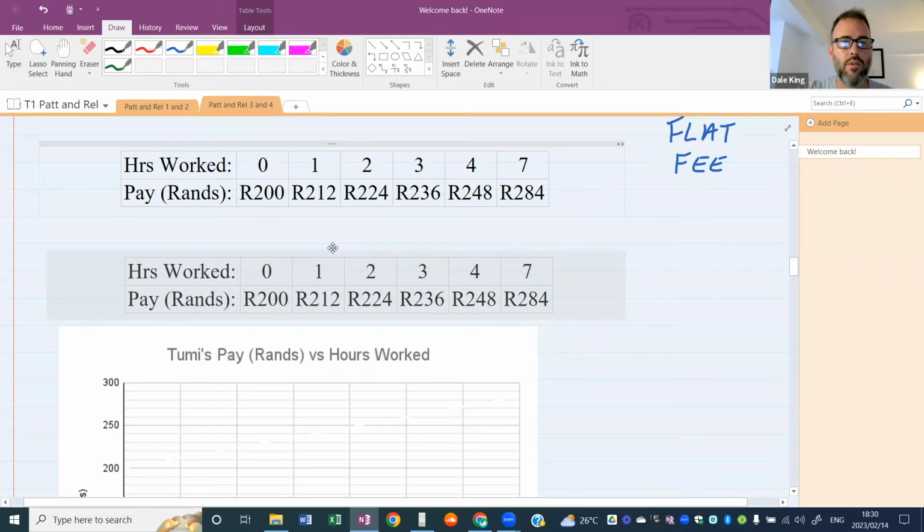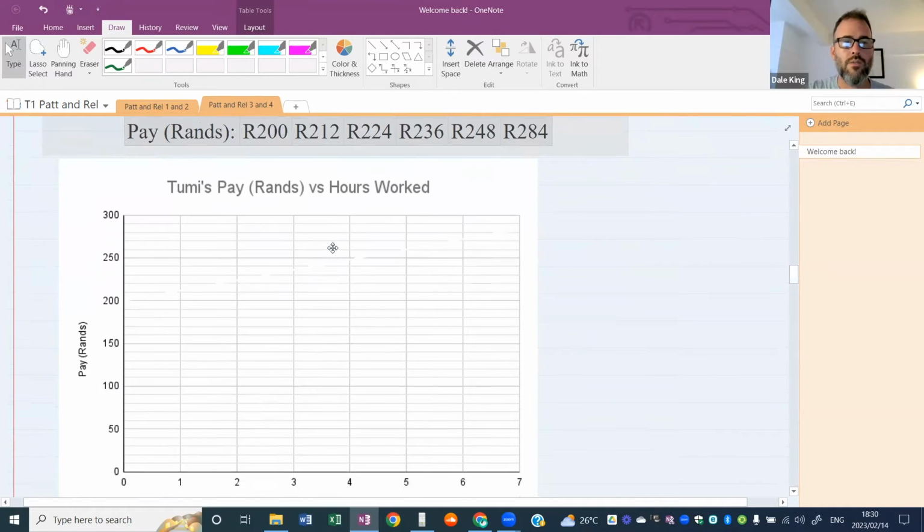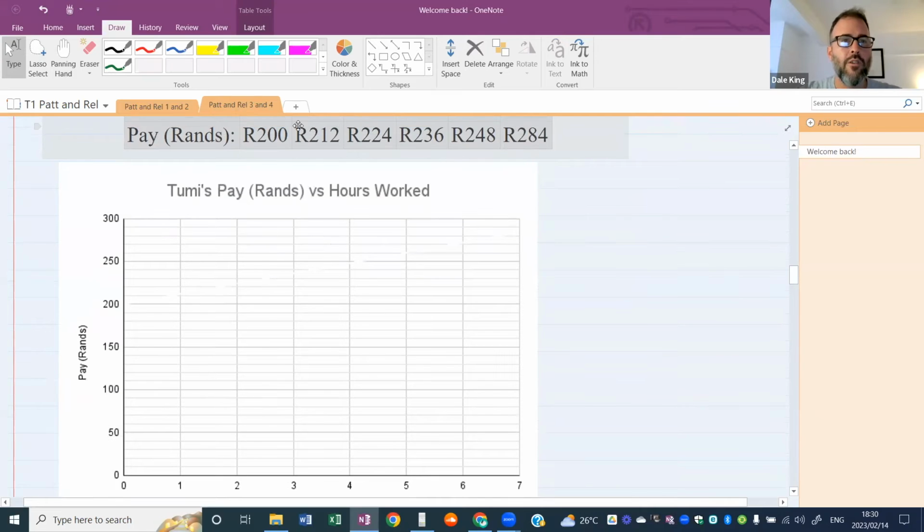Okay, so here's our table and here's our graph. So for 0 hours. Now before, for 0 hours, we had 0 pay. But now there's a basic wage. So for 0 hours, even if Tumi comes in and doesn't do any work, as she gets into the restaurant, she's already earned herself 200 Rand. So this starts at 200. It doesn't start at 0.